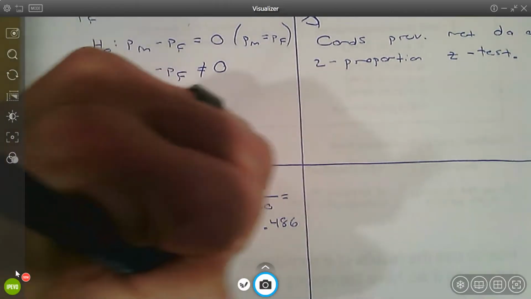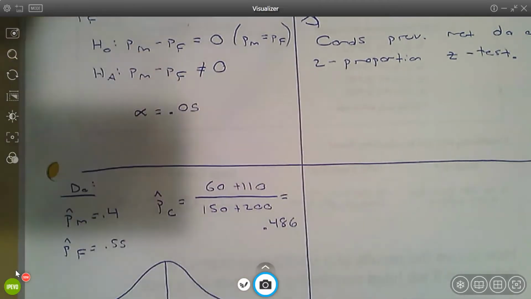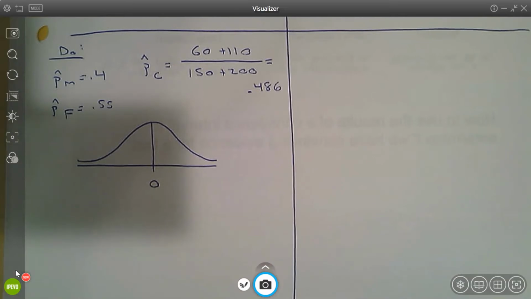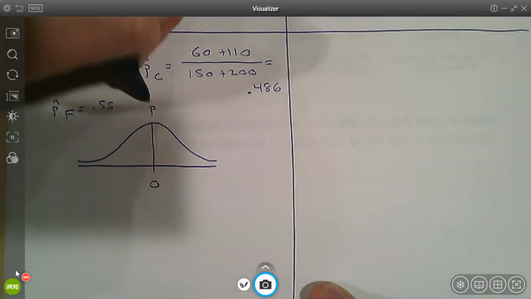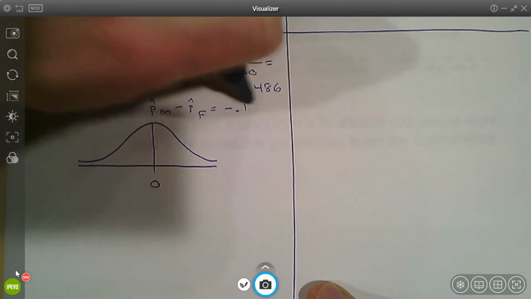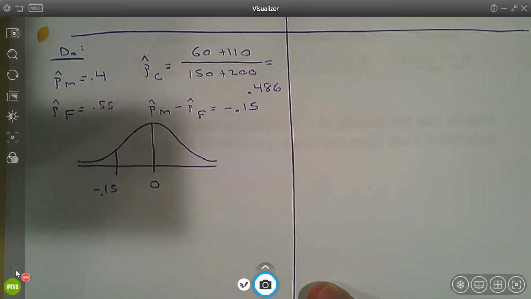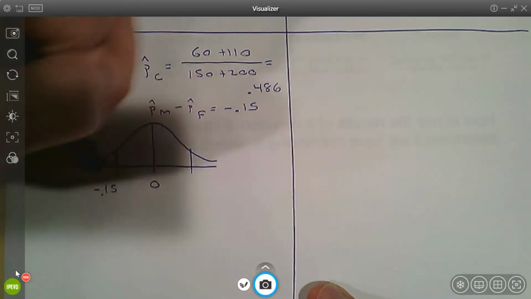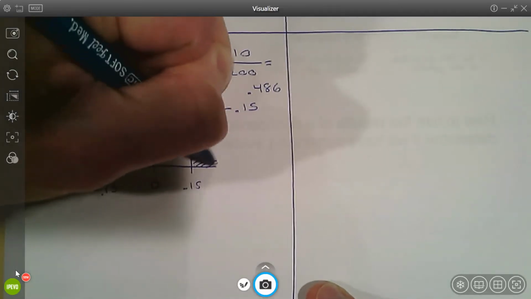My sampling distribution is going to look like this. It's going to be centered at 0. That's what we claim the difference is. Now, I've done male minus female. So when I subtract these two and I take the proportion of male minus the proportion of female, I'm going to get negative 0.15. So that's going to be my statistic. And this is a two-tailed test, so it could be lower than that, or it could be the opposite, the same distance away in the positive direction, or above.